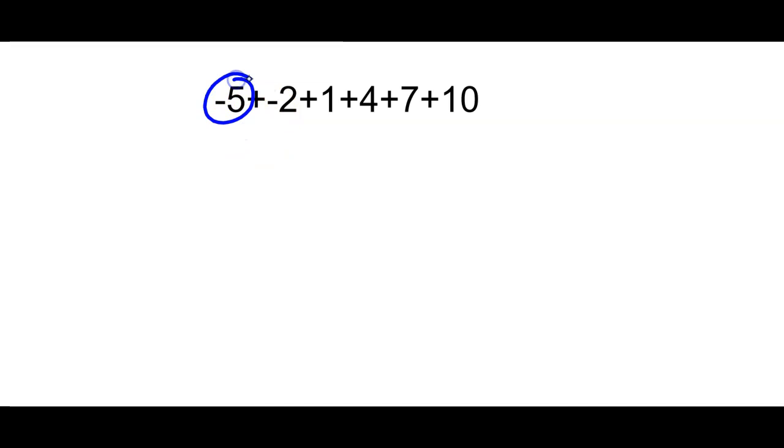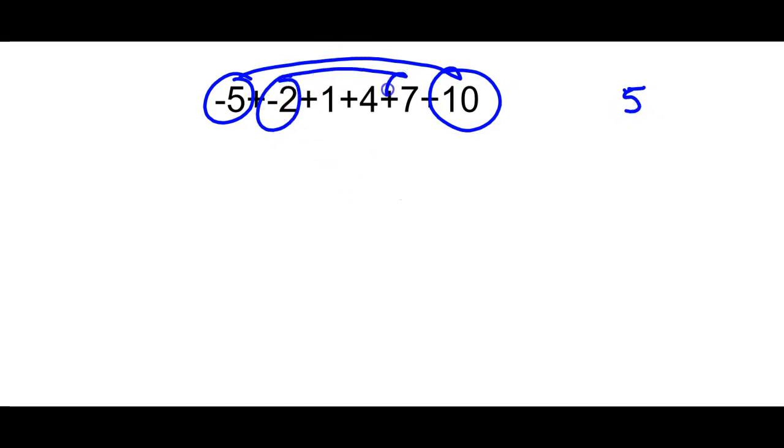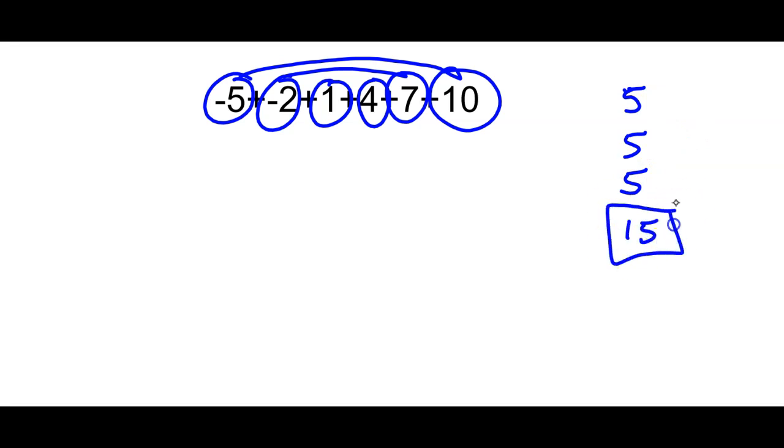Take the first term and add it to the last term. What do you get? You get -5 plus 10 is +5. Take this one and add it to this one. -2 plus 7 is +5. This one and this one add up to +5. So you've got 3 fives, or 3 pairs that add up to 5. You're going to get 15 as your answer.